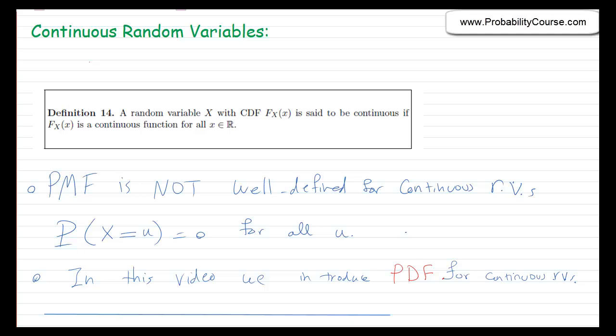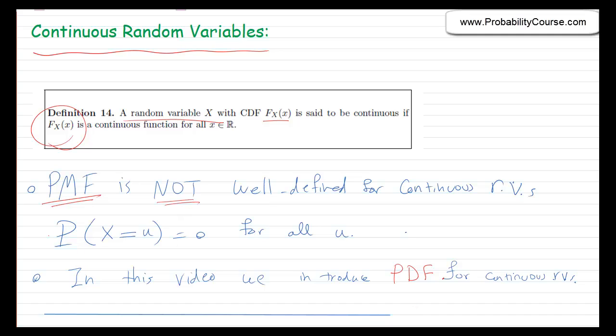In the previous video, we talked about continuous random variables. Specifically, we defined a random variable X with the CDF F_X(x) to be continuous if its CDF is a continuous function. And we talked about the fact that the probability mass function is not well defined for continuous random variables.